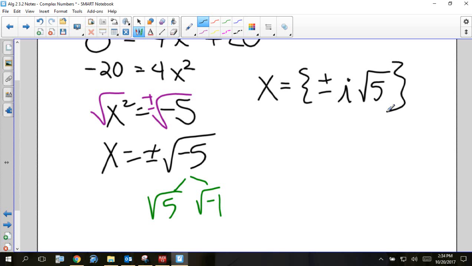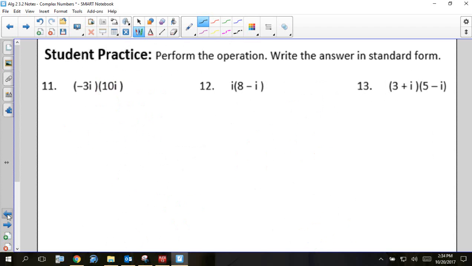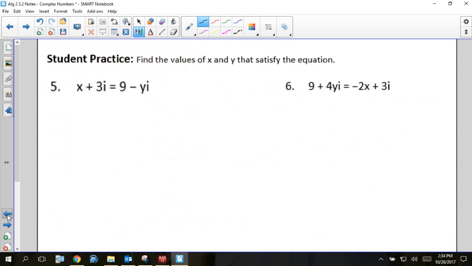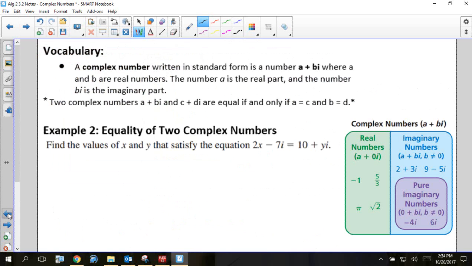Okay, there was something we skipped yesterday that we're going to just do an example or two of. We're going to go back to example 2.